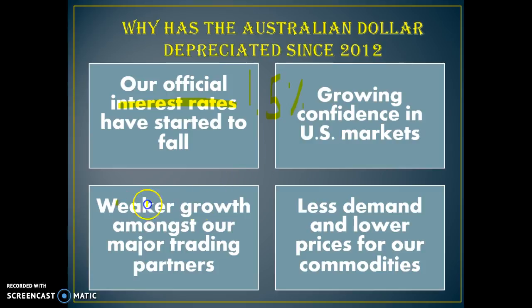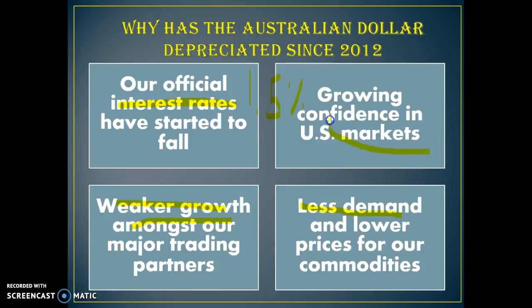There is weak growth amongst our trading partners, so China's not growing as fast, and that's leading to lower commodity prices. Even though our volume of exports is still quite high, we're not getting the same ridiculously high prices for our exports, so the overall amount of currency that's being exchanged is a lot less. And that's what we're talking about here, less demand and lower prices for our commodities.